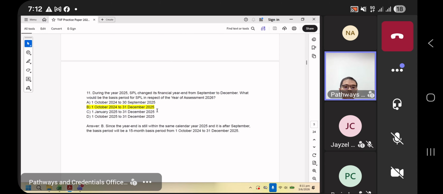Okay, so this is an option that you can elect. If you don't want to elect this option, then another way is that you file two income tax returns, one from 1st October 2024 to 30th September 2025, and then after that, you file 1 October 2025 to 31st December 2025. You either elect an extended 15 months period, or you file two tax returns.